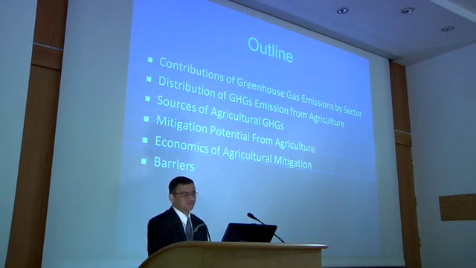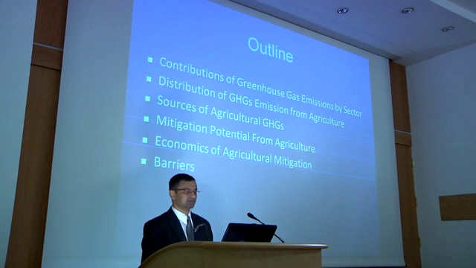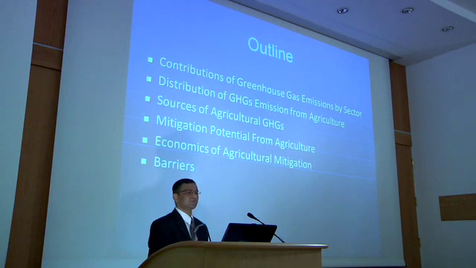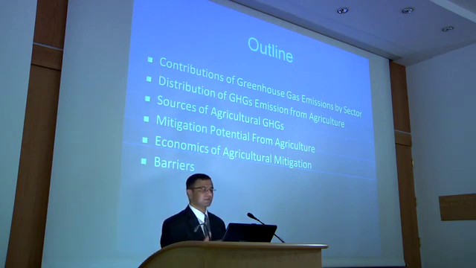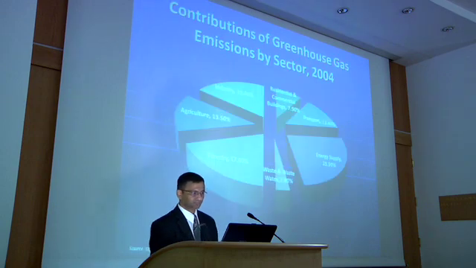The outline of my presentation is here. I'll talk about contributions of greenhouse gas emissions by sector, distribution of greenhouse gas emissions from agriculture, sources of agricultural greenhouse gases, mitigation potential, economics of agriculture mitigation, and barriers. Mostly we are interested in looking at the barriers because unless you recognize and address those barriers, people in the developing countries, especially the poor farmers, have no incentive to engage in mitigation action.